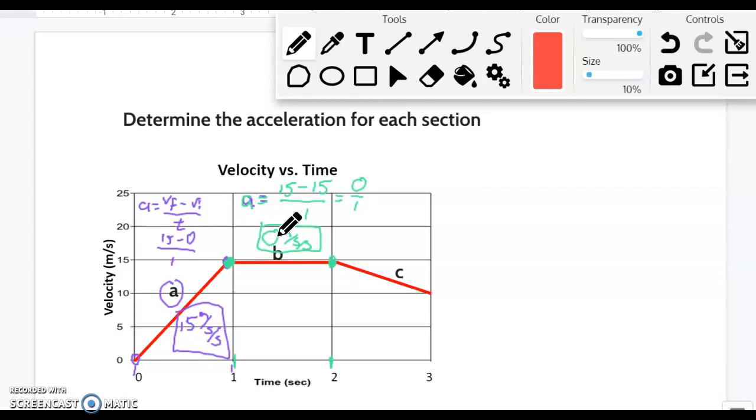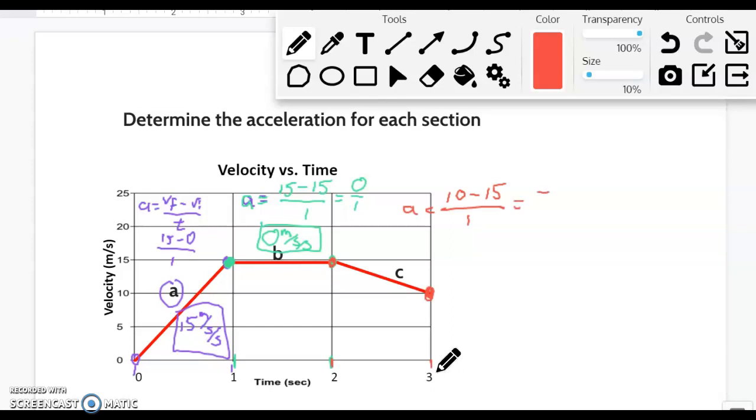But then our last one, letter C, if we wanted to find the acceleration here, we use the same equation. The final velocity, if I follow it over, is actually 10 minus the initial velocity. It starts here at 15. And you're only doing it for that section. So you're not doing everything, just for that section. Divided by the time. Again, the time is not 3. The time, it goes from 2 to 3. It's still only 1 second.